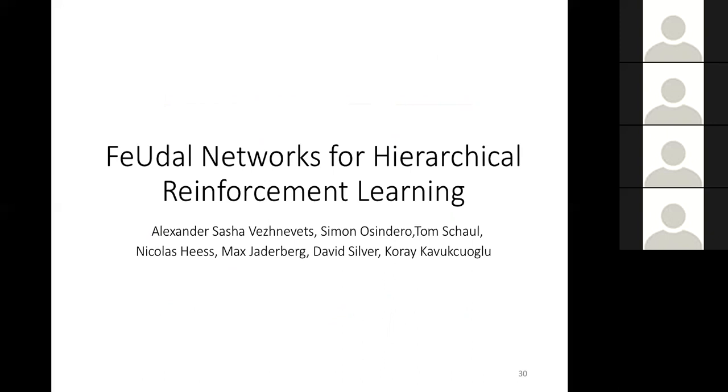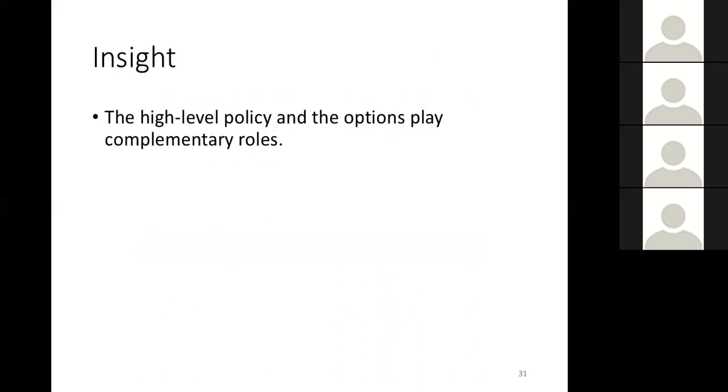Now we talk about the second algorithm, which is feudal networks for hierarchical reinforcement learning. The insight of this paper is that the high level policy and the options play complementary roles. In option critic, the policy over options may change options at every step, maybe it will not change, but it will estimate the options at every time step. Thus, the high level varies from its own mission, because we frequently change our options in option critic. But in this paper, the high-level policy tries to figure out the goal of the option, and the option takes actions to try to achieve the goal set by the high-level policy.